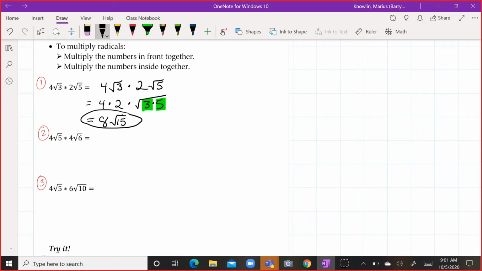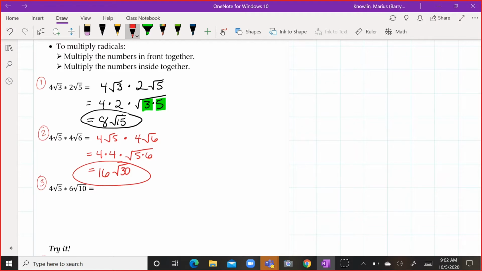So let's take a look at number 2. We'll first rewrite it: 4 square root 5 times 4 square root 6. When we rewrite it using the commutative property, we're going to do 4 times 4 times the square root of 5 times 6. And when we simplify it, we're going to get 16 times the square root of 30. And that'll be our final answer.